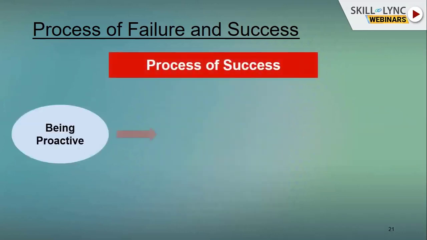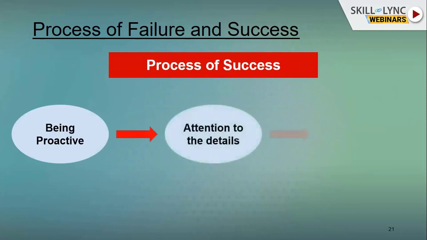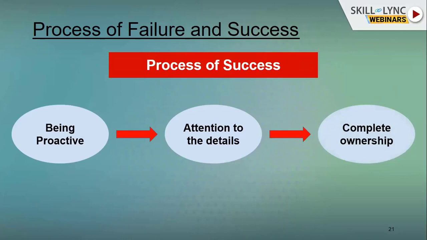The process of success is being proactive, attention to detail, and complete ownership. So the difference between the last slide and this slide is nothing but ownership. How you take ownership of a project also defines how you start and track the project. Wherever you are lagging, you will identify different routes to resolve the lagging period and then complete it. So where ownership is missing at some level, it plays a major part.